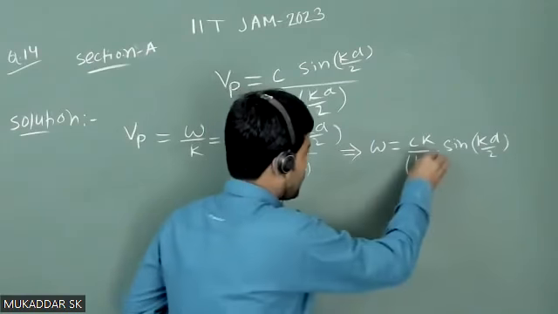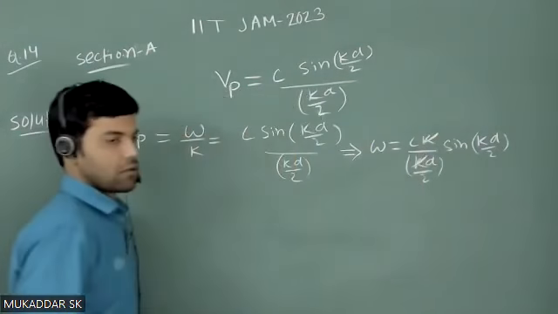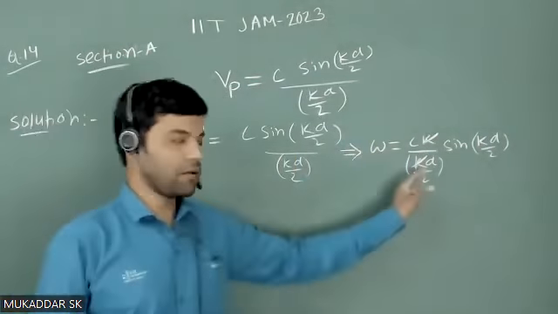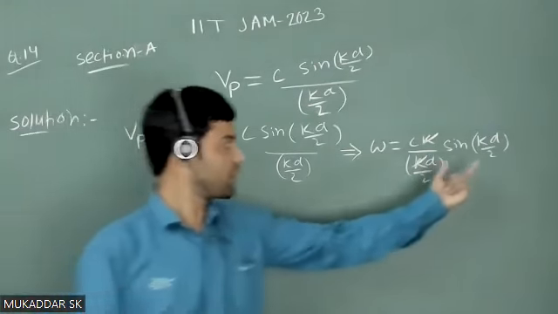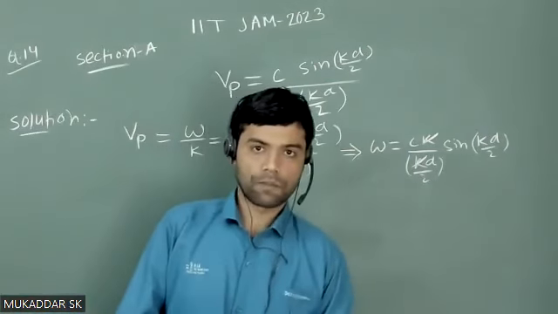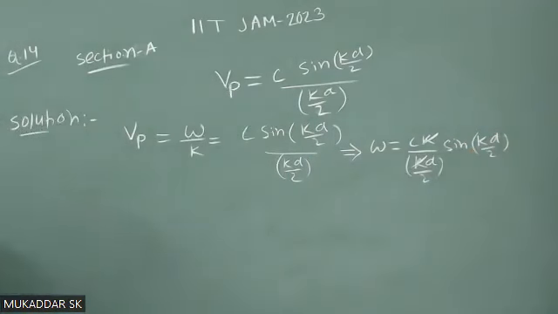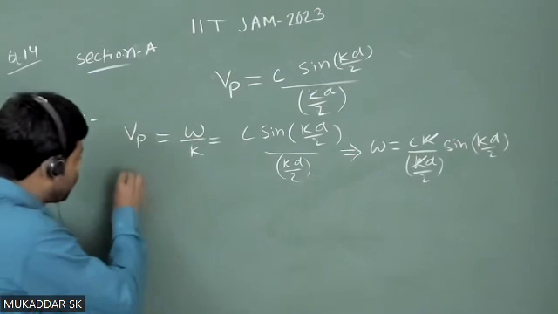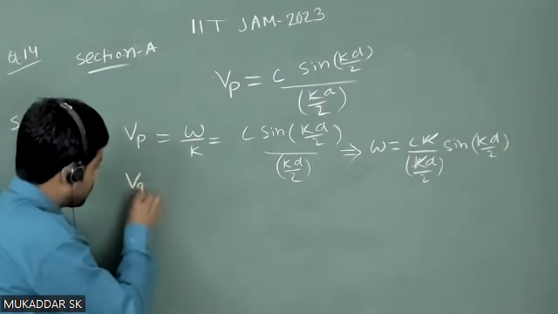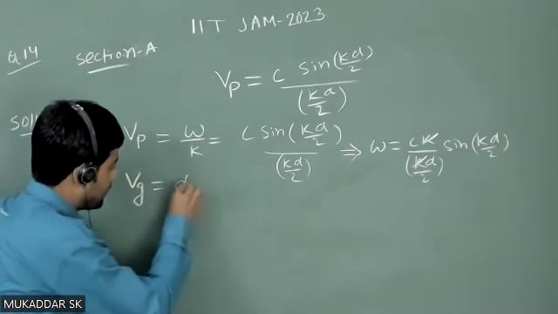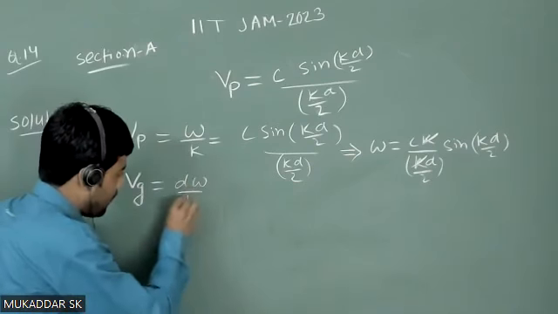Okay, I can see that k will be cancelled. So you have a factor cd by 2 that is constant, and omega is a function of wave vector k, and d is the atomic spacing. Now I can calculate the group velocity. As you know, group velocity of this wave I can represent as d omega by dk.